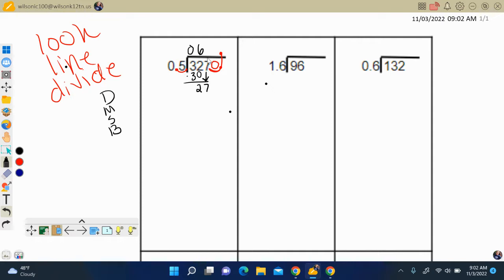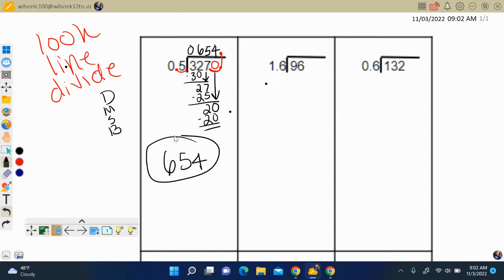Let's divide. 5 into 27 can go 5 times because 5 times 5 is 25. Let's subtract. 7 minus 5 is 2. Bring down the 0. 5 into 20 can go 4 times because 5 times 4 is 20. So my answer is 654. Looks good.